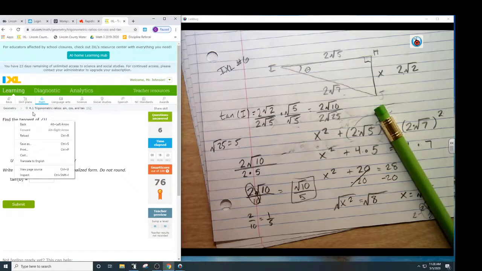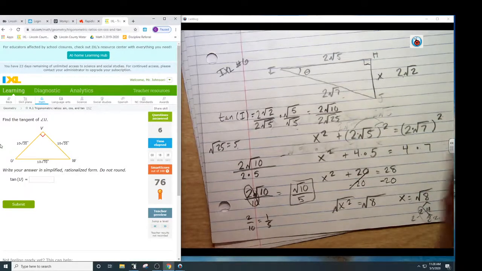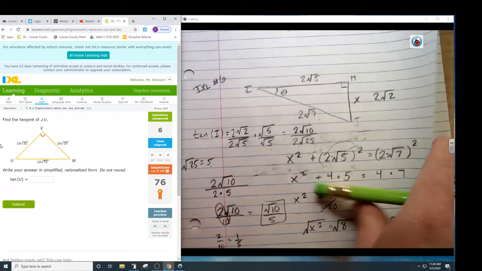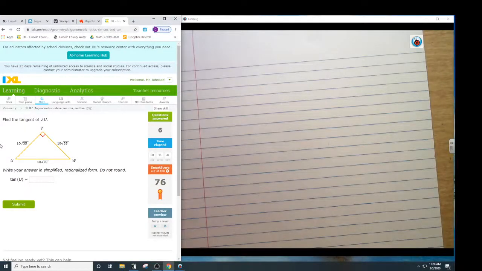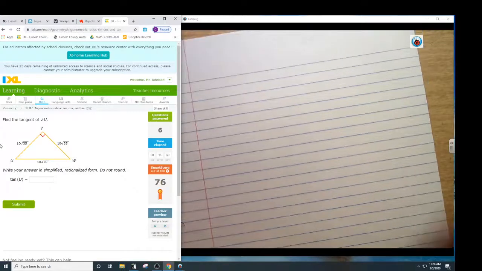Guys, this one is actually a special right triangle. Notice right here, the hypotenuse is here. Notice that these are the same two measurements. So if you do the tan of u, I'm going to show you how to do it, but this is a really easy question. If you knew your trig really well, you could answer this really fast.